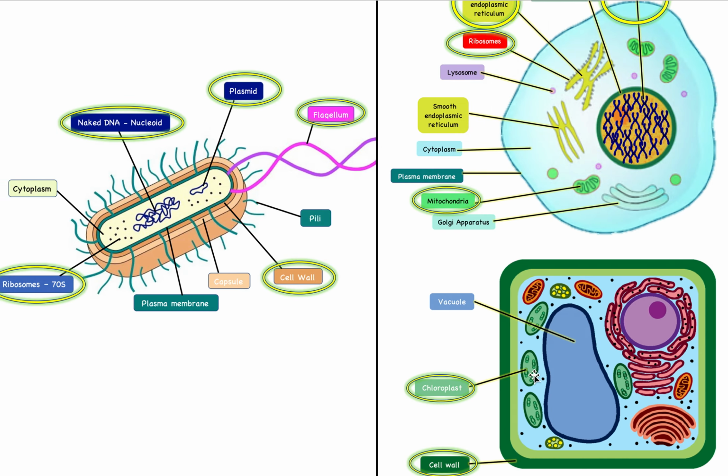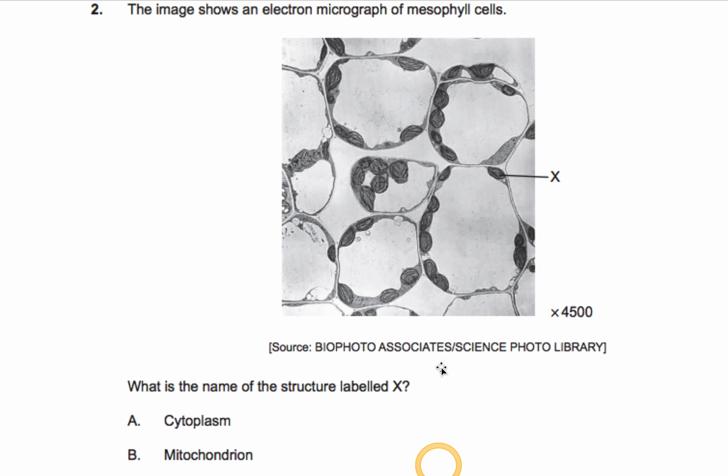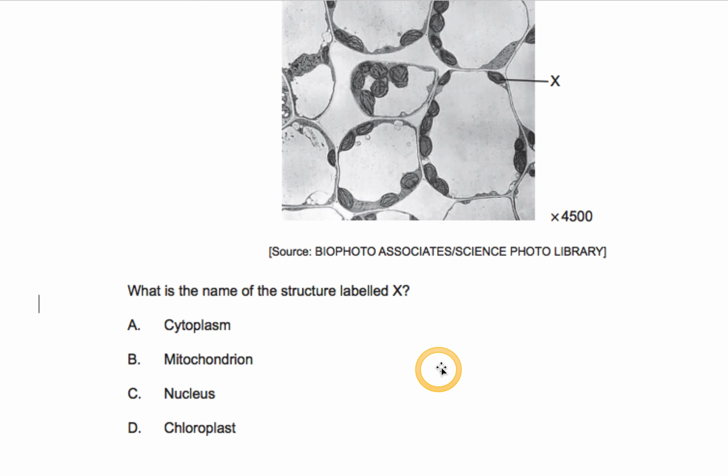If you were to look at this picture, what would you think it is? It could be a mitochondria, it could be maybe a nucleus, or a chloroplast. It could be any of these, right? So what makes you decide what it is?